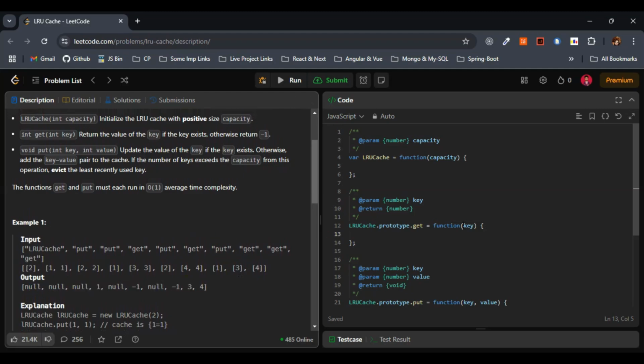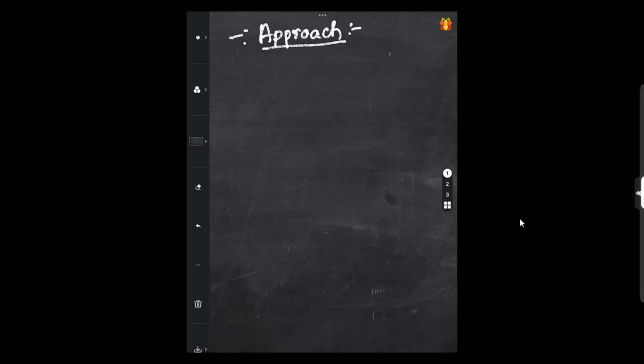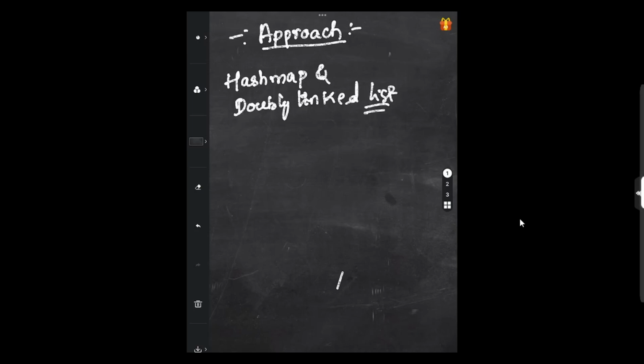I hope this is it. Let's start the approach first. So let's discuss the approach step by step. First thing is, as we have discussed this one already, we will be making use of hash map and doubly linked list, right? So this will be hash map and doubly linked list.